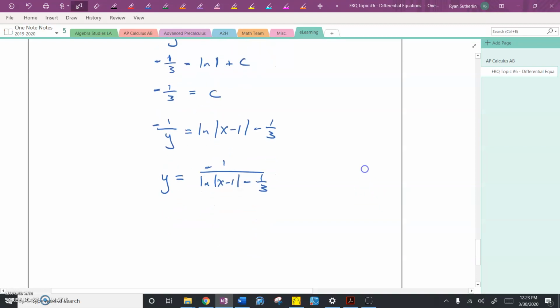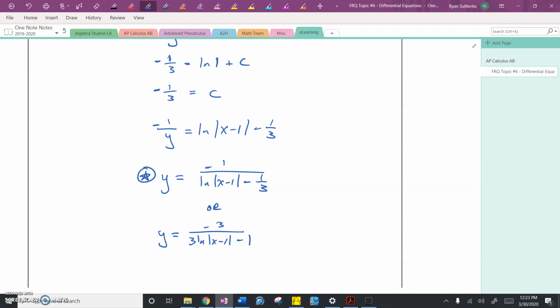And there are different variations of this answer that would all be correct. For instance, sometimes you want to avoid a fraction within a fraction, so I can multiply everything by 3 and have negative 3 over 3 natural log absolute value of x minus 1 minus 1. I could switch where the negatives and positives are, but you don't have to do that. The solution that I starred would be acceptable.